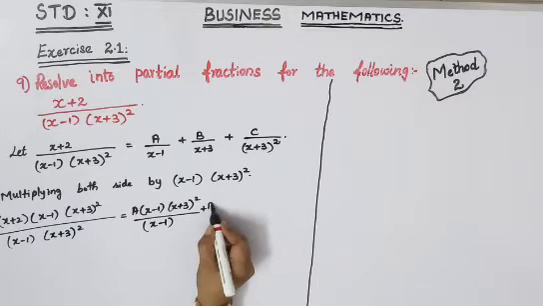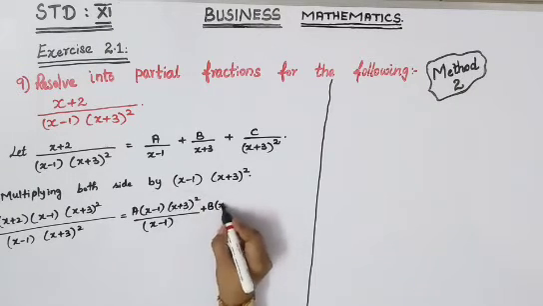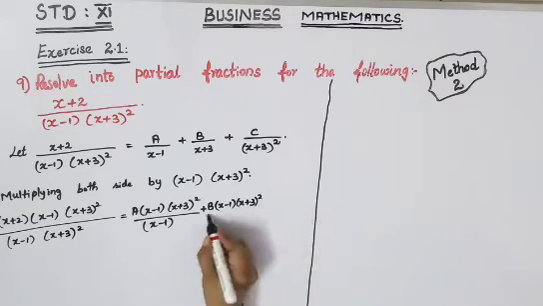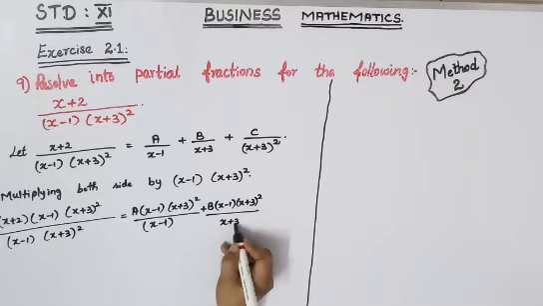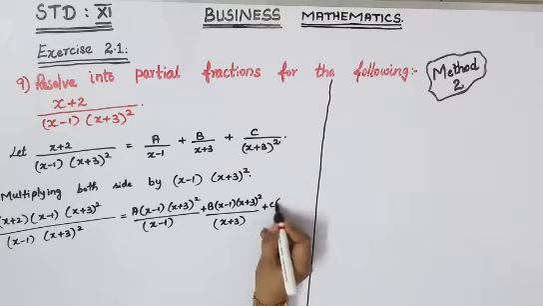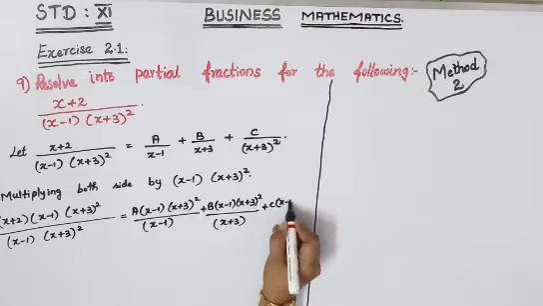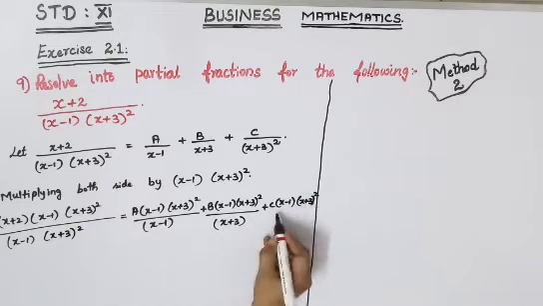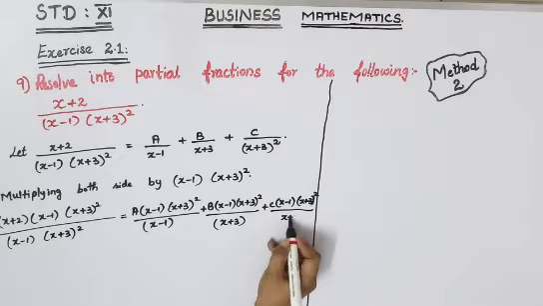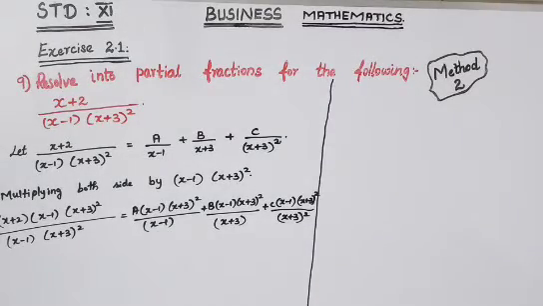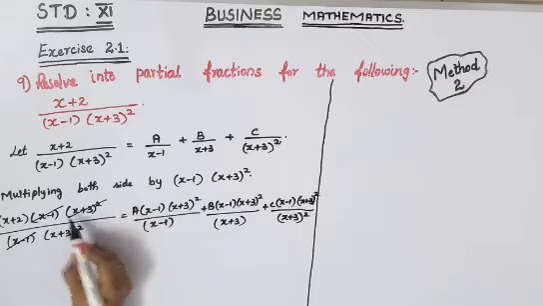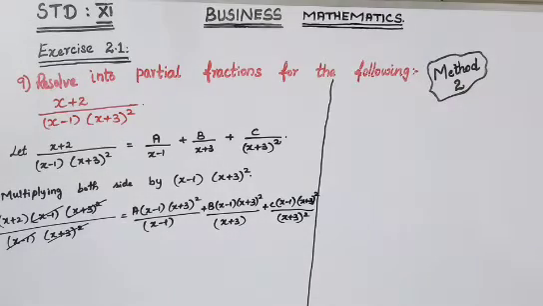Then plus B into, again the same two terms, (x - 1)(x + 3) the whole square divided by x + 3, plus C into the same terms again, so (x - 1)(x + 3) the whole square divided by (x + 3) square, that is this denominator. So now you can go for a cancellation. This x - 1 and x - 1 will go, so (x + 3) the whole square, (x + 3) the whole square, you can cancel it.